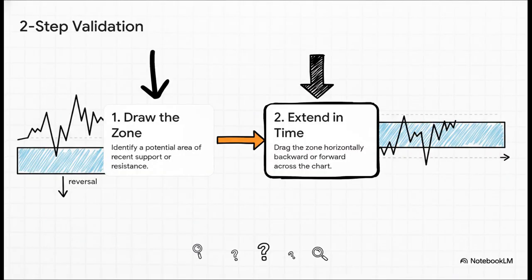And the process? It's so simple. It's just 2 steps. Step 1, you spot a recent area where the price clearly turned around. Step 2, you draw a little box around it. And then you just drag that zone horizontally across your chart, back in time. That's it. That's the whole technique. But the real magic, the aha moment, happens when you see what that line connects with.